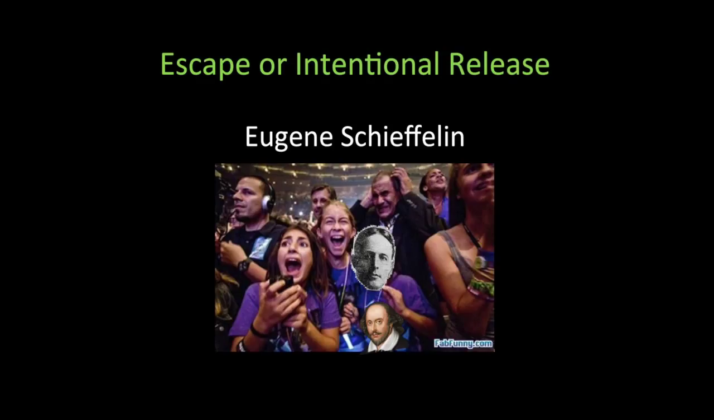I'll start with escape or intentional release. This is Eugene Schieffelin. You probably don't know him. He is to Shakespeare what teenage girls are to Justin Bieber, basically. So he decided that back in the late 1800s it would be a really good idea to introduce all the birds that are in Shakespeare's plays to Central Park. So he introduced the starling, even though it was in one line of one of Shakespeare's plays, and now we have 200 million starlings across North America. So that was an intentional release.